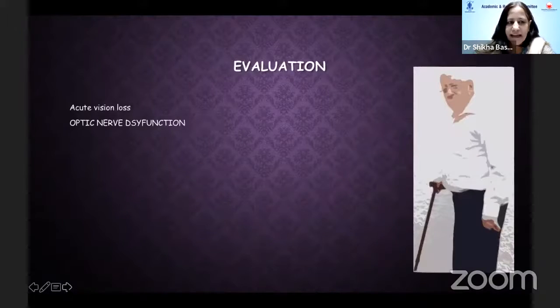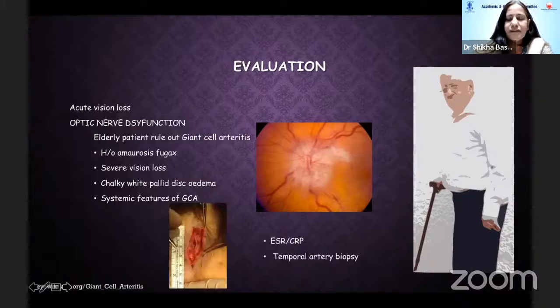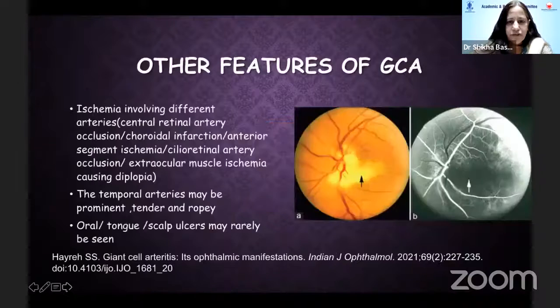Now, coming to the evaluation, any elderly patient walking into our clinic with a history of acute vision loss with features of optic nerve dysfunction, we should work him up for giant cell arteritis. With any history of amaurosis fugax, severe vision loss, and presence of chalky white pallid disc edema, we should ask for systemic features of giant cell arteritis, order ESR and CRP, and if required, do a temporal artery biopsy to confirm the diagnosis before treating the patient.